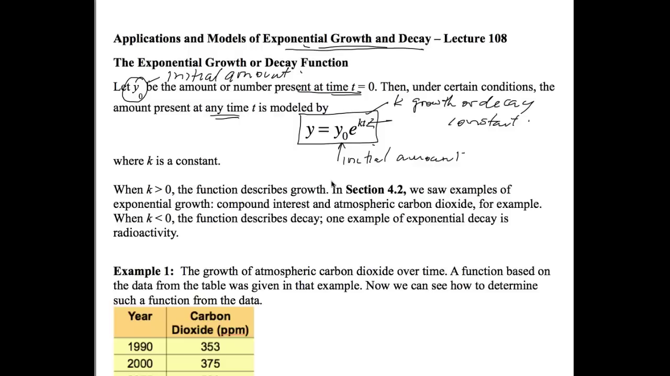Now, each particular situation will have a different growth or decay constant, so sometimes that's the thing we have to find first. When k is positive, the function describes growth because it's increasing. In section 4.2, we saw examples of exponential growth. We looked at compound interest and atmospheric carbon dioxide, for example. When k is less than zero, the function describes decay; in other words, the amount is decreasing. A very common, important example of exponential decay is radioactivity. When a radioactive material loses energy, it decays, or loses that amount of the substance, because it's changing to a different substance. So we're going to look at some of these kinds of models.